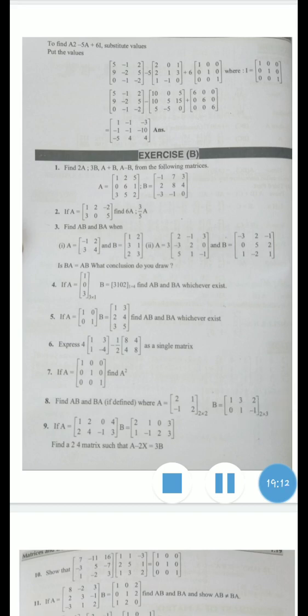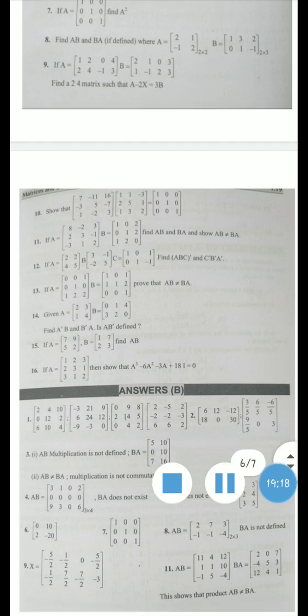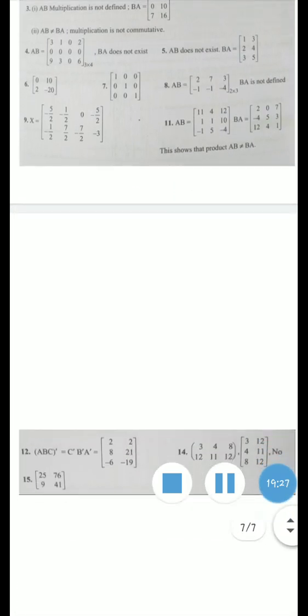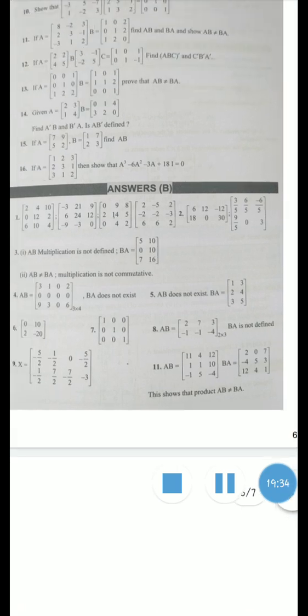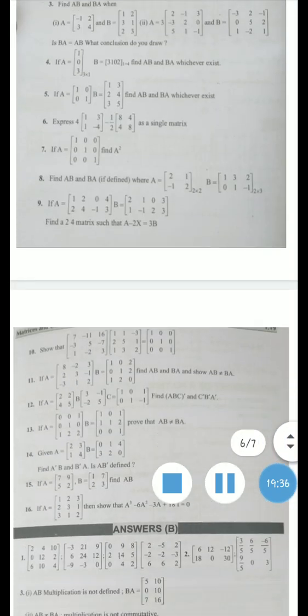So this is the exercise in this book. If you want to try it, this is the exercise. So you can copy questions from here and these are the answers. Then some answers are above and some are below. So you can try this exercise as well as the exercise in your book. So I hope you'll get to know how to do matrix multiplication.